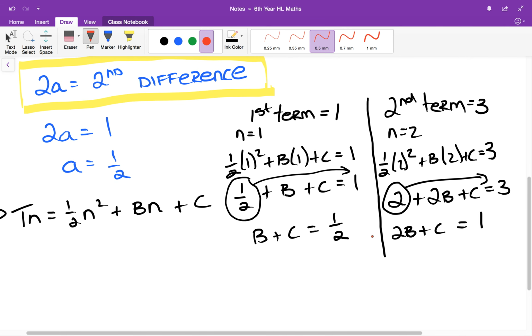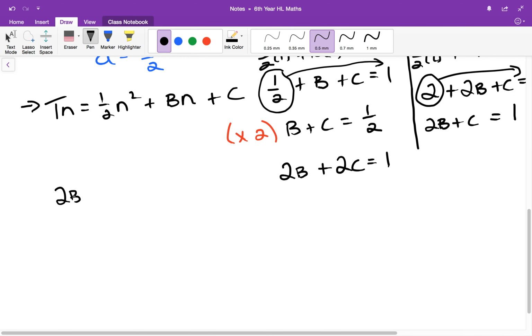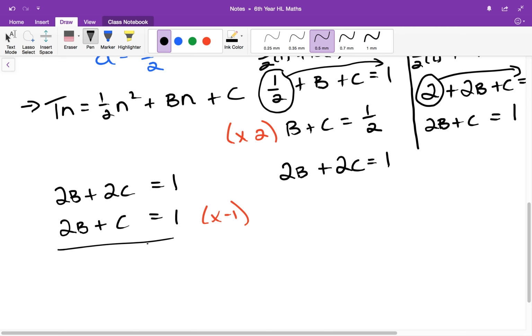The fact that we have 2 unknowns, b and c, and 2 equations means we're going to do a simultaneous equation, and if you can help it, don't use fractions in a simultaneous. So I'm going to get rid of the fraction by multiplying by 2, so I get 2b plus 2c equals 1. So now I have my simultaneous, which is 2b plus 2c equals 1, and 2b plus c equals 1. I'll cancel the b's by multiplying the bottom line by minus 1. So I get 2b plus 2c equals 1, and the bottom line becomes minus 2b minus c equals minus 1.